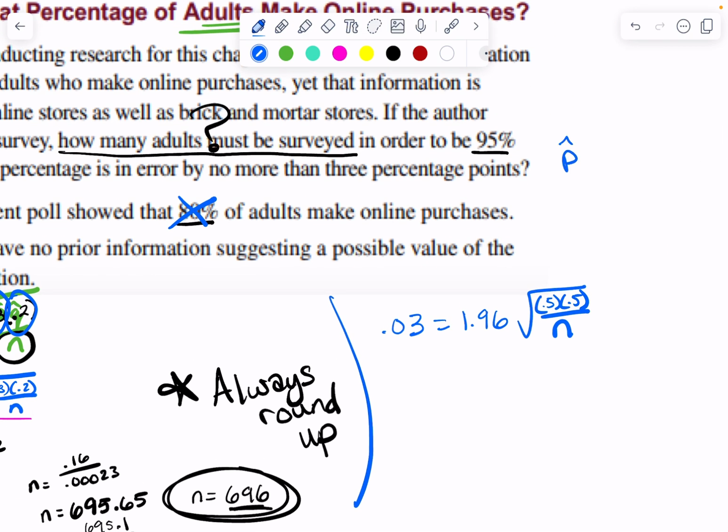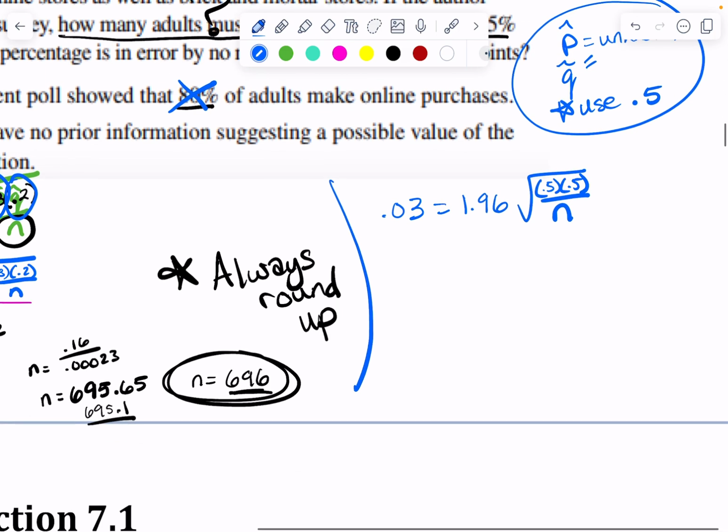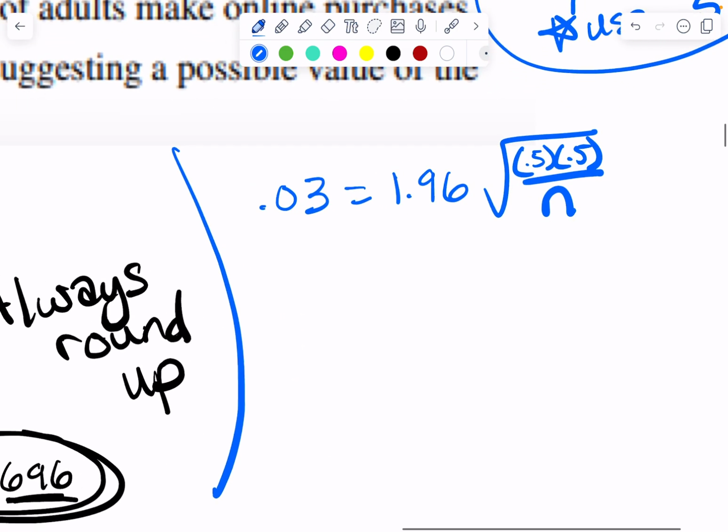So p hat, q hat unknown. Use 0.5, like 50% for each one. When that happens, when you don't know p hat and q hat, you use 50%, okay? So that's what they're saying for part B. We don't know that it's 80%, we're going to do this.